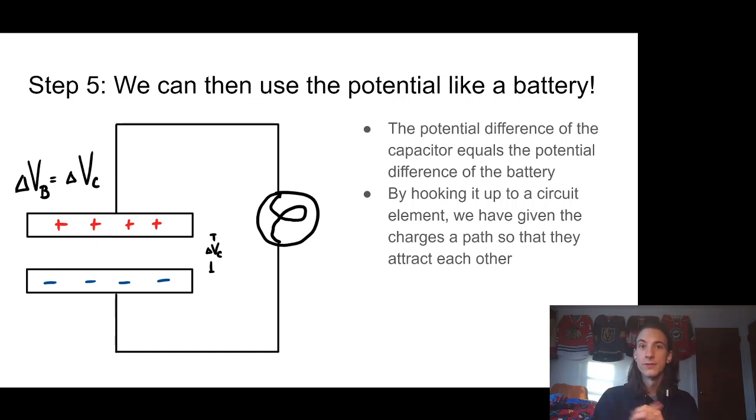We could hook it up to different elements of circuits. Like we could hook it up to a light bulb here. This is kind of our symbol for a light bulb. And now it's acting just like a battery does. It has this positive plate. It has this negative plate.